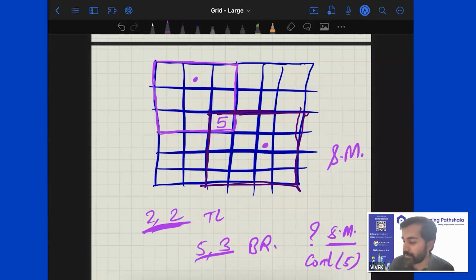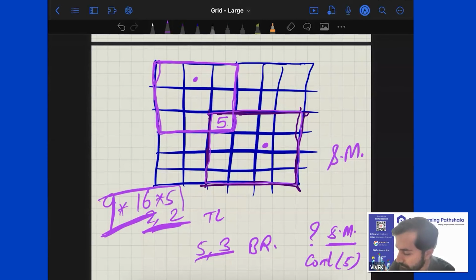Okay, so what does it mean? It means that now just tell me, how many choices do you have for picking your top left? Like in this case, how many choices do you have for picking your top left? There are 9 different choices. And how many choices do you have for picking your bottom right? 16 choices because there are 16 cells. So how many combinations do you have? 9 into 16. So I can say these many submatrices will contain 5 inside them. So the contribution of 5 will be this thing.